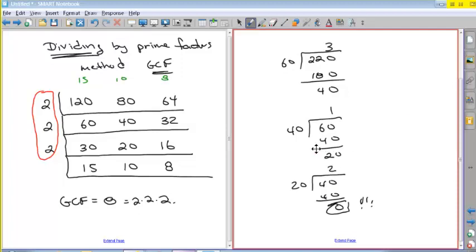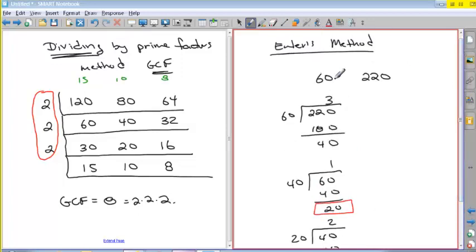That's not the answer. The answer is the number previously, and it is 20. So again, you could look at this, and 60 divided by 20 is 3. 220 divided by 20 is 11. Those are both prime numbers.